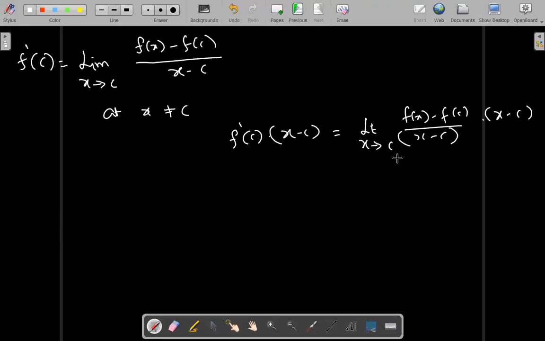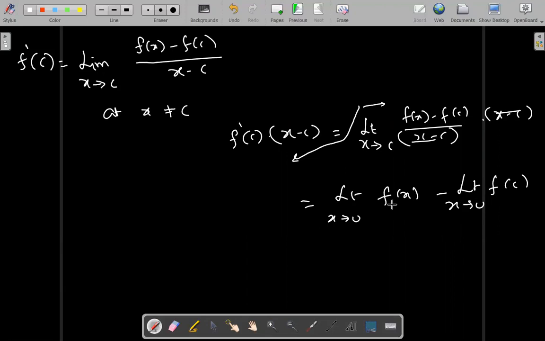Got it, right? So now f of x minus f of c can be written this way. We will talk about the right hand side. So f of x minus f of c can be written as this one, and therefore limit of f of x minus f of c will automatically become this, get cancelled, and limit f of x minus limit x tends to 0 f of c.